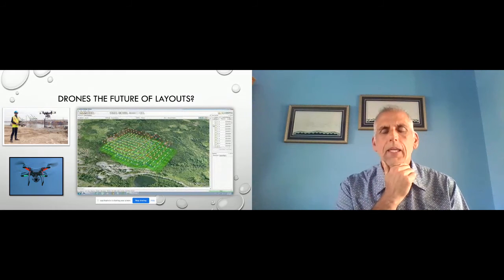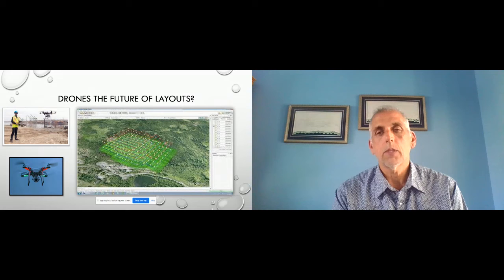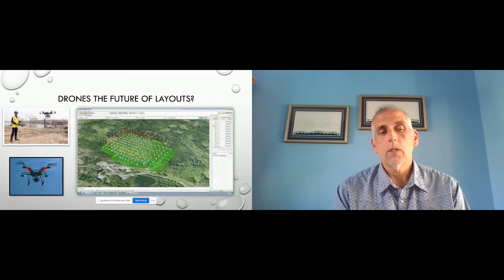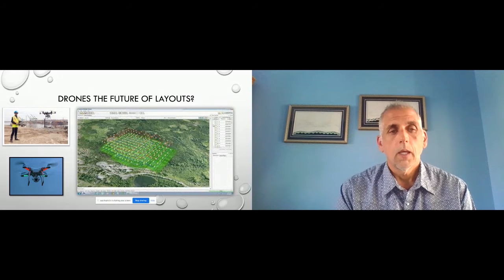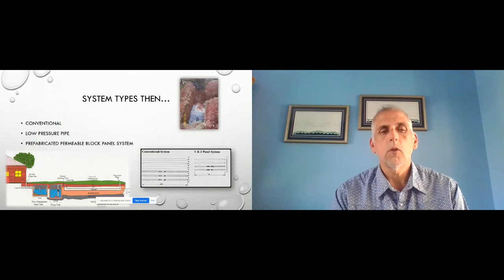Systems back then, when I first started, we had basically conventional low pressure pipe and prefabricated permeable block panel system, which most people know as T&J. That was it. There were no other systems. In Guilford, we had to have 36 inches of soil. So we didn't see any low pressure pipes. We saw very few panel blocks. Most everything we saw were conventional. Conventional is rock and pipe.